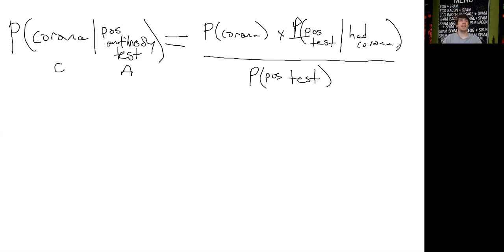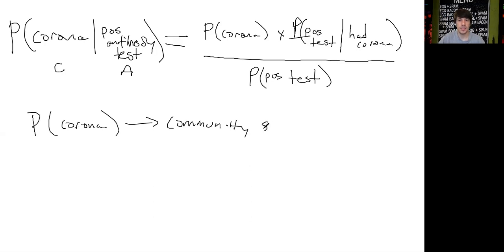Okay, so it's letting us flip the probability that you had the virus given a positive test into the probability of a positive test given that you had the virus. Okay, so why is this useful? Well, we might be able to find out the probability of corona outright by some kind of community survey.